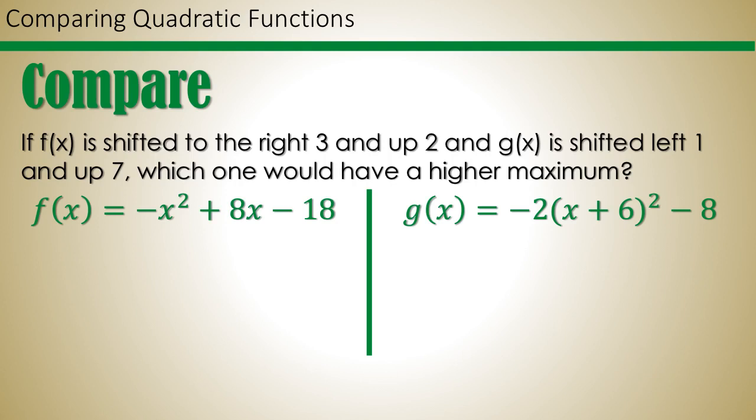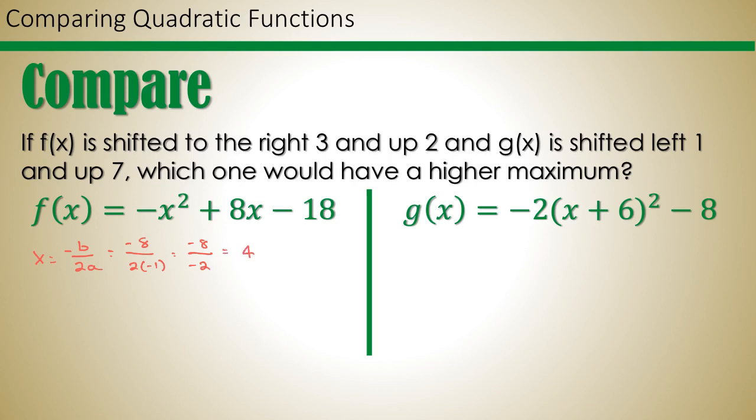Okay, here's one more example. It says if f of x is shifted to the right 3 and up 2, and g of x is shifted left 1 and up 7, which would have a higher maximum? First thing we need to do is find where the vertex is before we do the shifts. If I find the vertex, just like we did in that first example, x is -b over 2a, and that's going to be -8 over 2 times -1, which is -8 over -2. So our x value is 4.